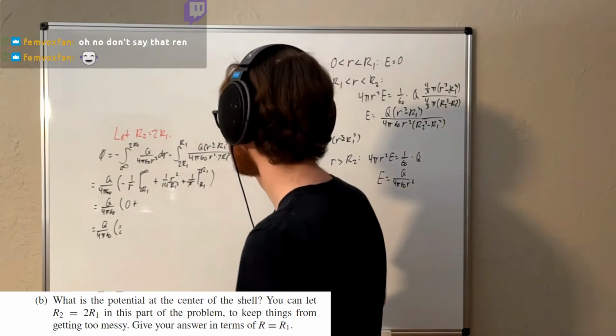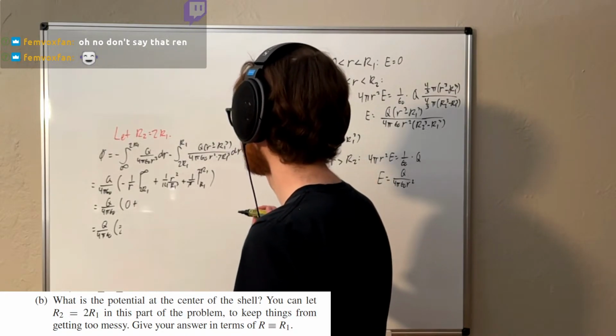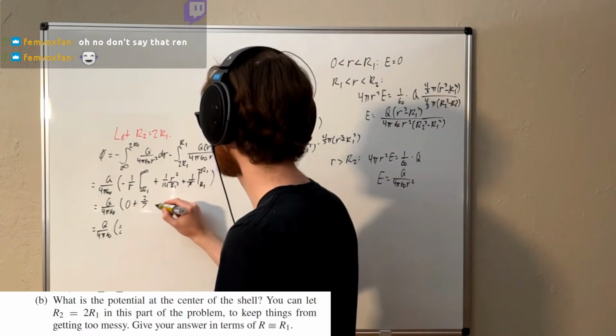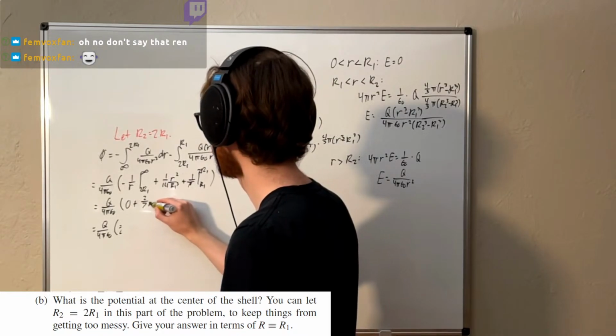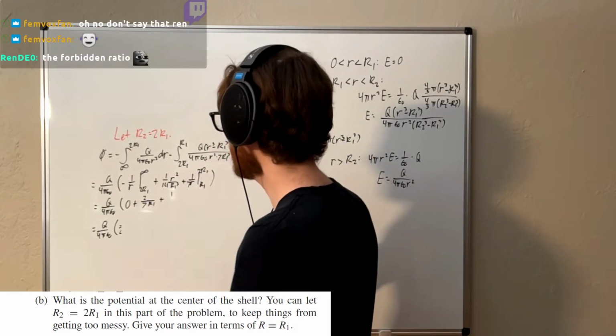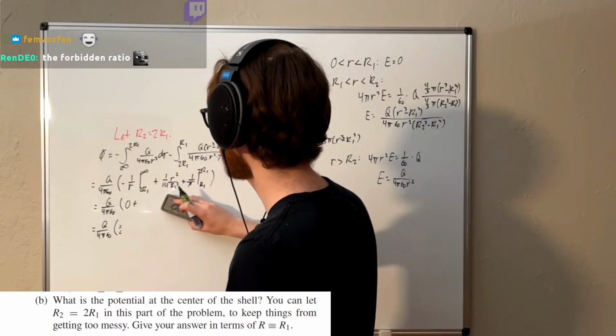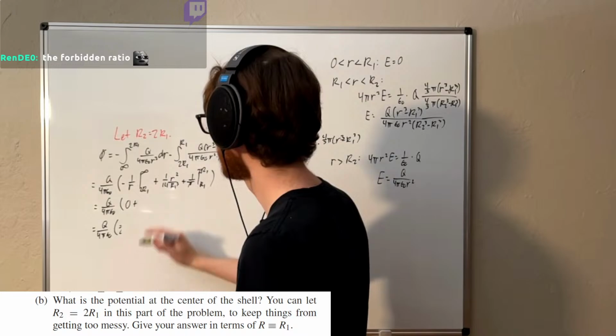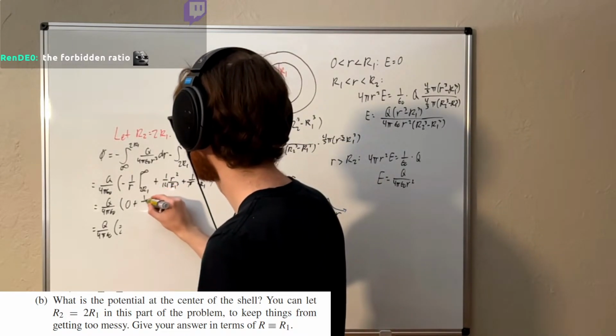I think it's okay. So that becomes 2 over 7 R1. I mean, oh, I accidentally erased the 2 R1 from there. That one's okay.